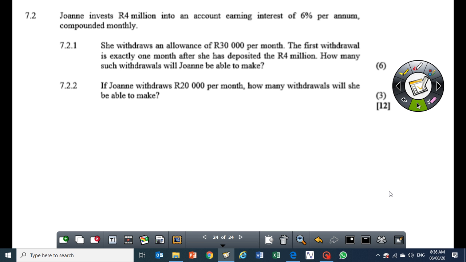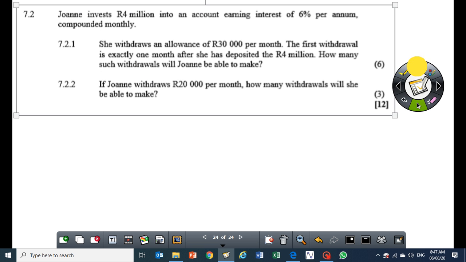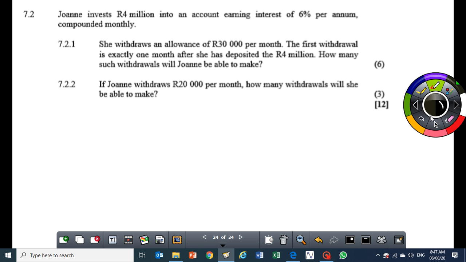Compounded annually. Sorry, monthly. 7.2.1. She withdraws an allowance.